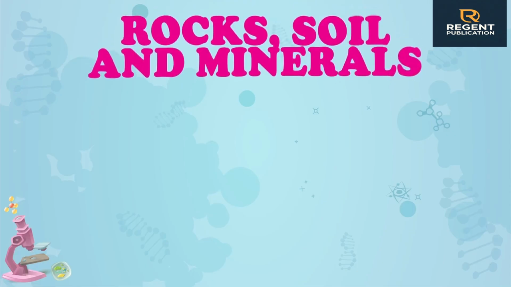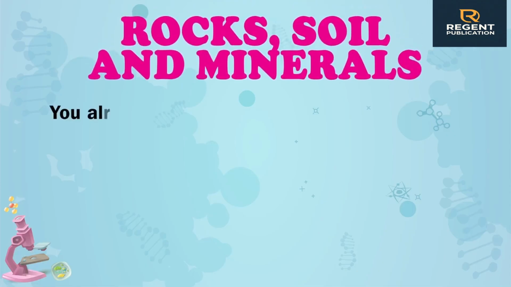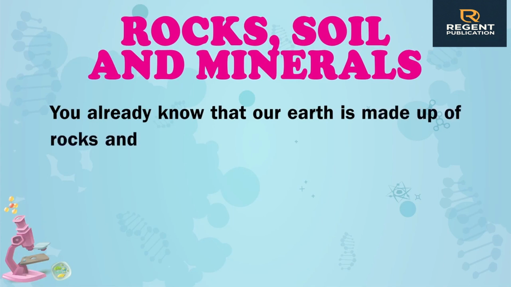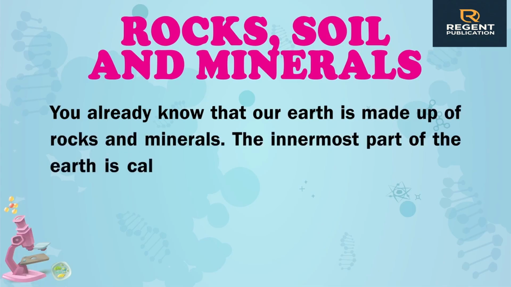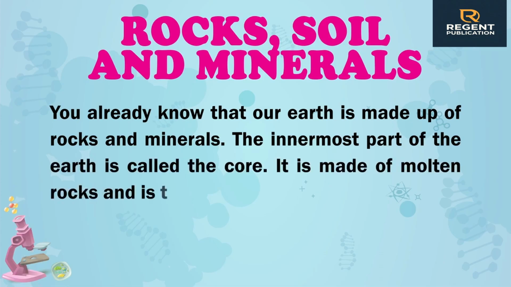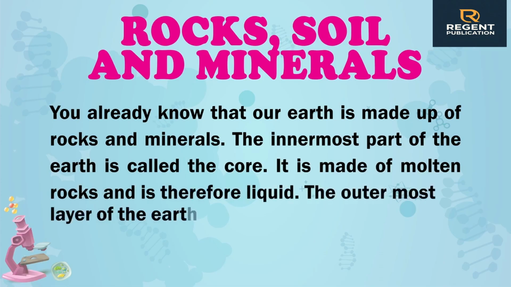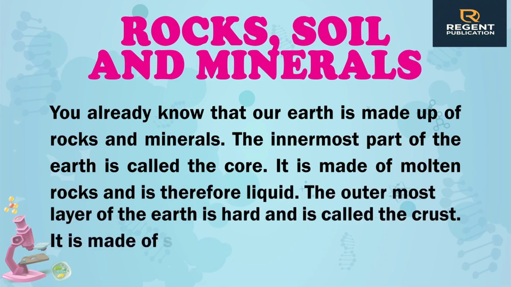Chapter 12: Rocks, Soil, and Minerals. You already know that our earth is made up of rocks and minerals. The innermost part of the earth is called the core. It is made of molten rocks and is therefore liquid. The outermost layer of the earth is hard and is called the crust. It is made of solid rocks.